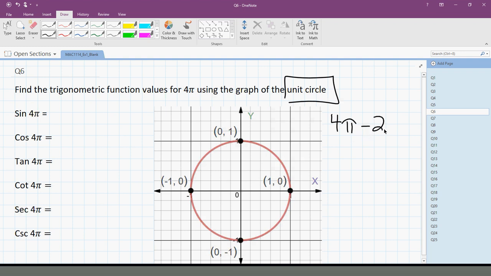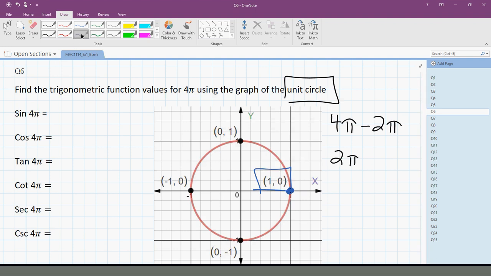Keep subtracting by 2 pi. So if I subtract it once, I get 2 pi. And then I'm good, because 2 pi is this point that's right here, which is also 0 if you subtracted it one more time. Okay? So now you know that you're working with that point right there, and all we got to do is just get our trig functions.